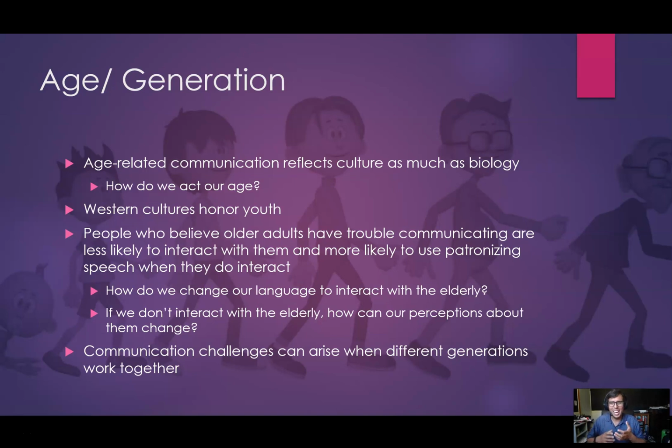People who believe older adults have trouble communicating are less likely to interact with them and more likely to use patronizing speech when they do interact. Age, just like any other difference, is an intercultural difference. So we have to be able to communicate with people of any group to be an intercultural competent communicator. So we should not act in patronizing ways to the elderly, just like we should not act patronizingly to those who are young.